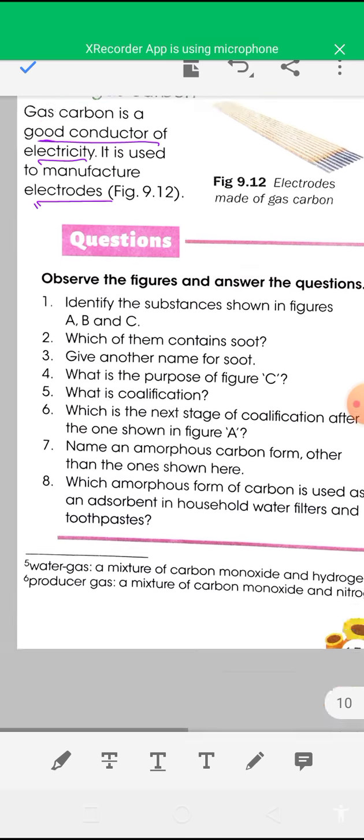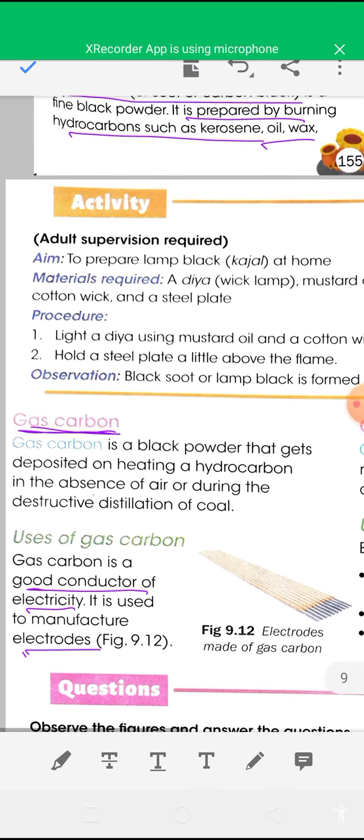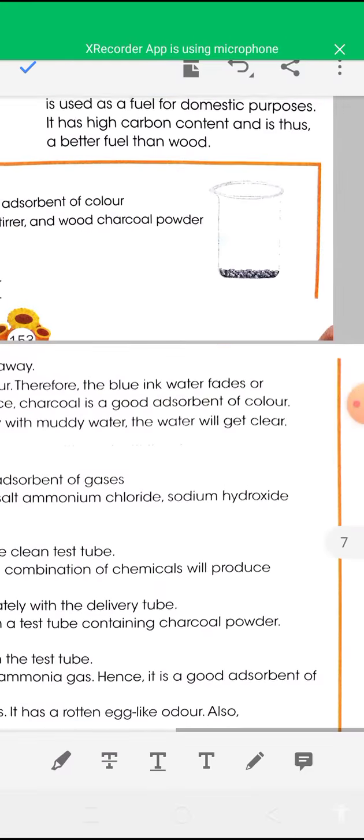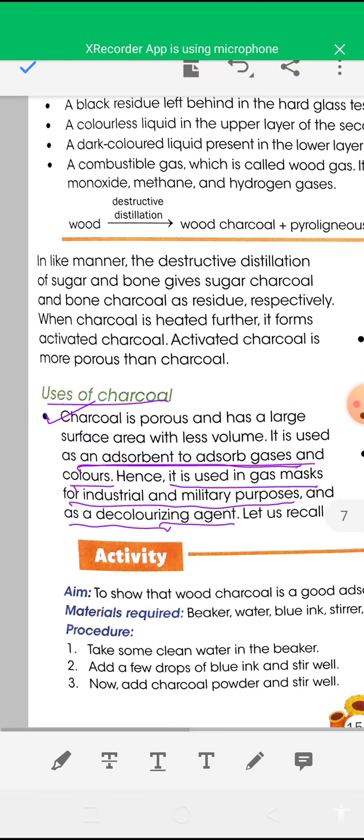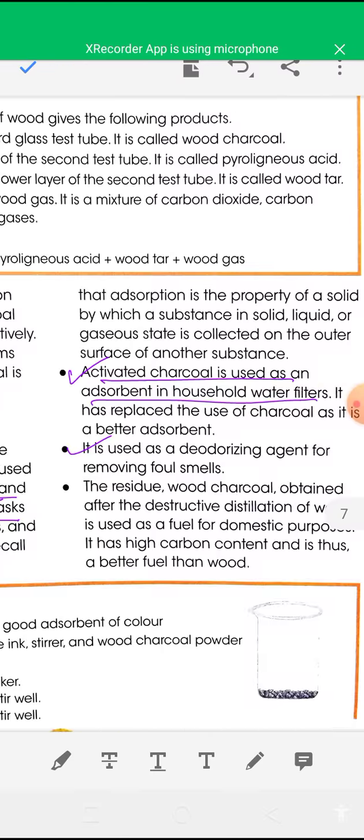Okay, so these are different crystalline and amorphous forms of carbon. You have to read all the properties and uses of different forms of carbon.